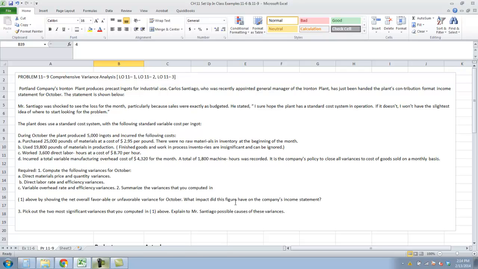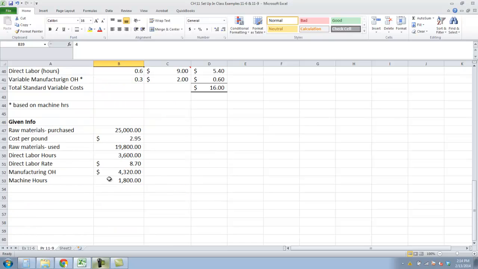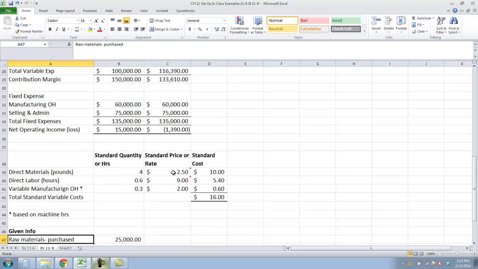They incurred a total variable manufacturing overhead of $4,320 for the month, and a total of 1,800 machine hours were recorded. It's company policy to close all variances to cost of goods sold at the month end. Okay, so I put down here, this was the information given in the book.